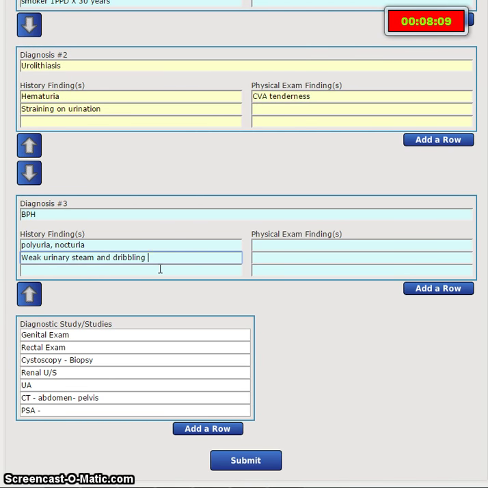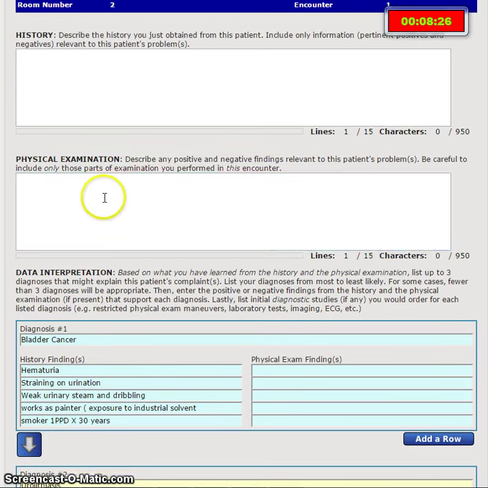So basic here. What else could be? Straining on urination, applying some abdominal muscle force to expel the urine out.